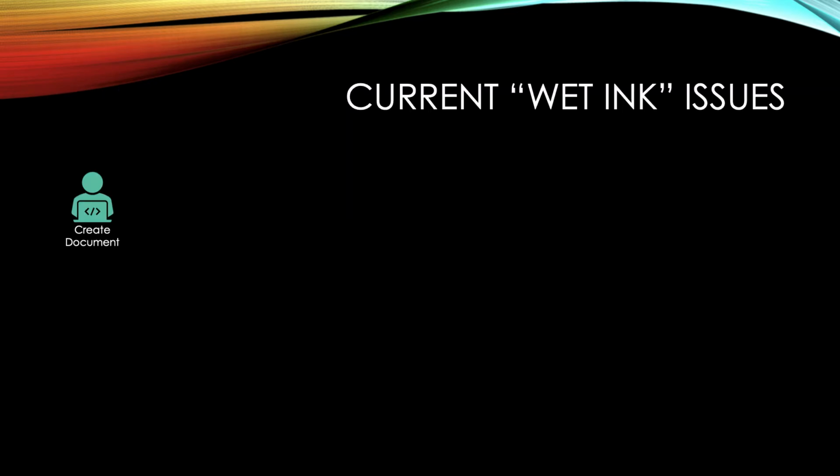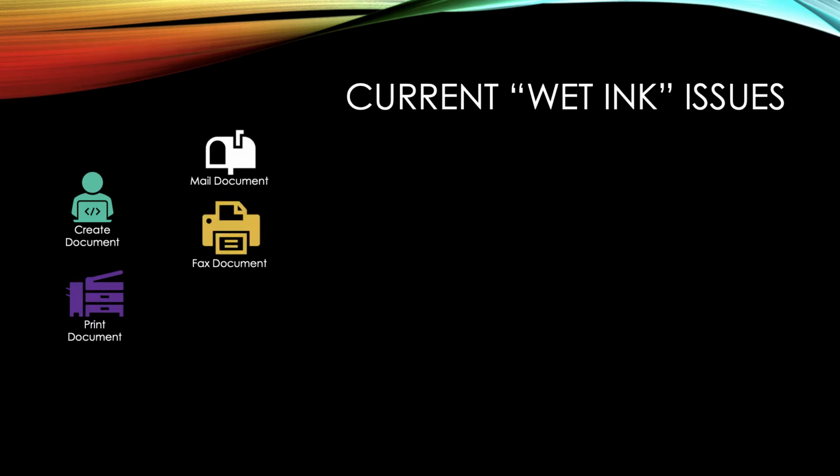Before we talk about e-signatures, let's talk a little bit about problems with the wet ink approach. In the current wet ink approach, you first create a document, then you've got to get it printed, then you've got to mail a physical copy or fax a copy across to the recipient. Alternatively, you could scan a copy and send it by email.